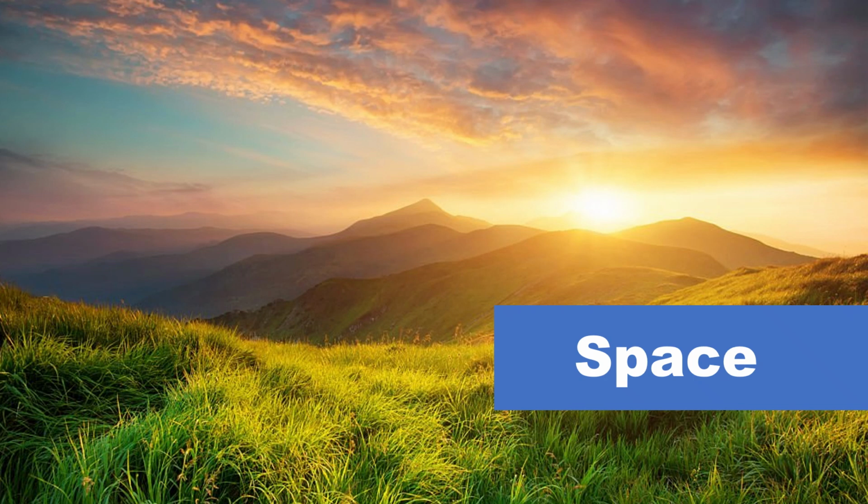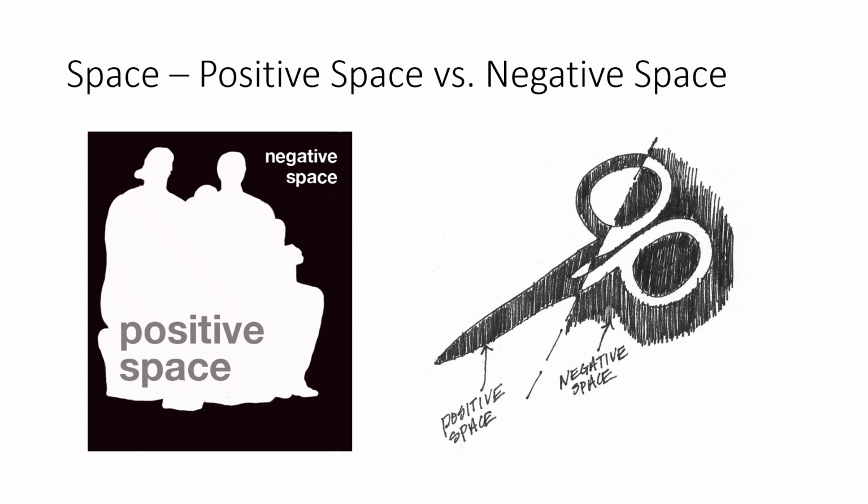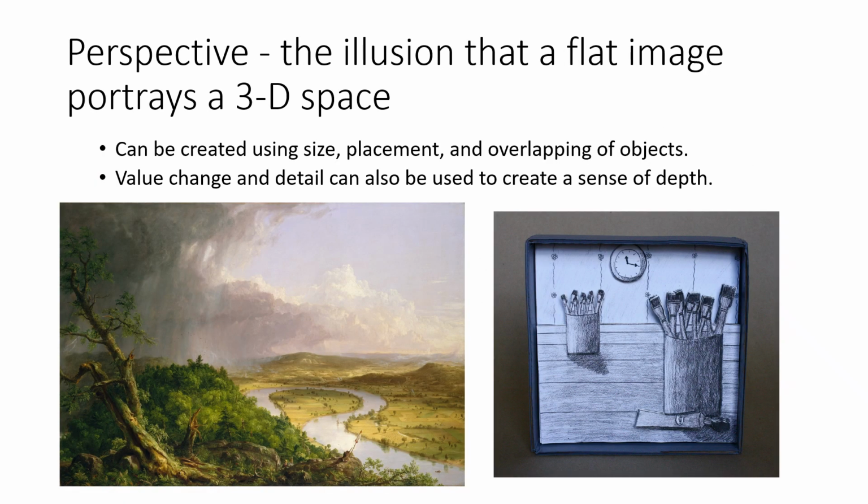Space. Space indicates areas of a flat image such as up, down, left, and right, and also positive and negative space: areas depicting the object in the artwork, positive space, and the space around it, negative space. The term space can also describe the illusion of space or depth that an artist creates, such as when an artist uses a foreground, middle ground, and background in a piece.